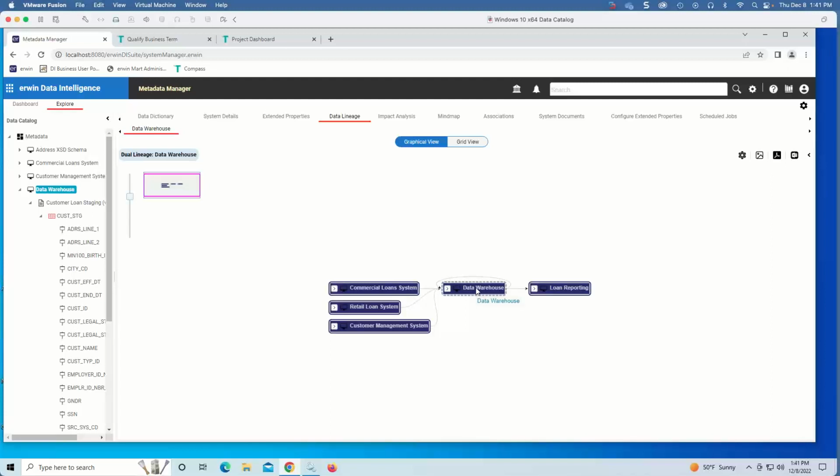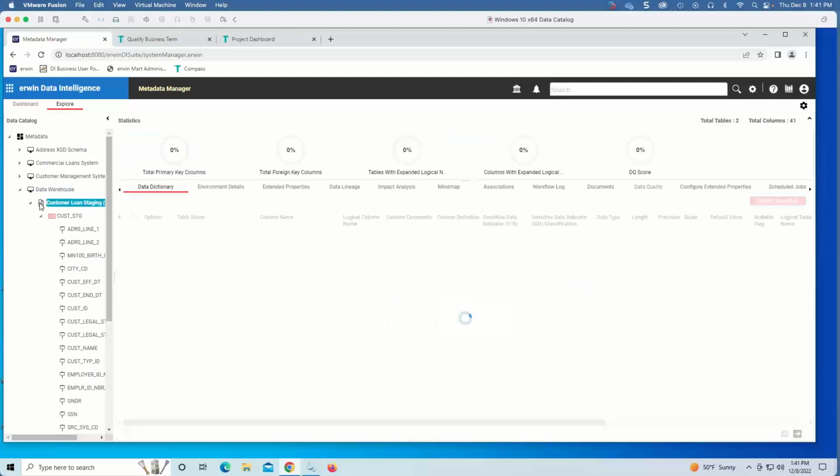But there are things upstream and downstream of you. So there are 3 different sources that are downstream feeding into this one data warehouse, which in turn feeds this loan reporting. So I have an idea of how data travels through these different things. But I can also look at it at the environment level.